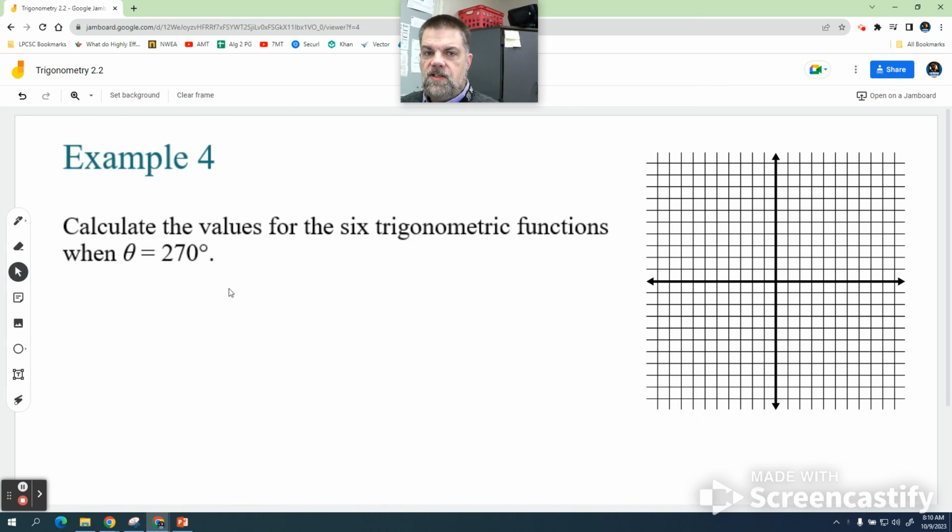So this one is actually easy, but not. So let's think about this. This is our XY plane, right? So this is X, this is Y.